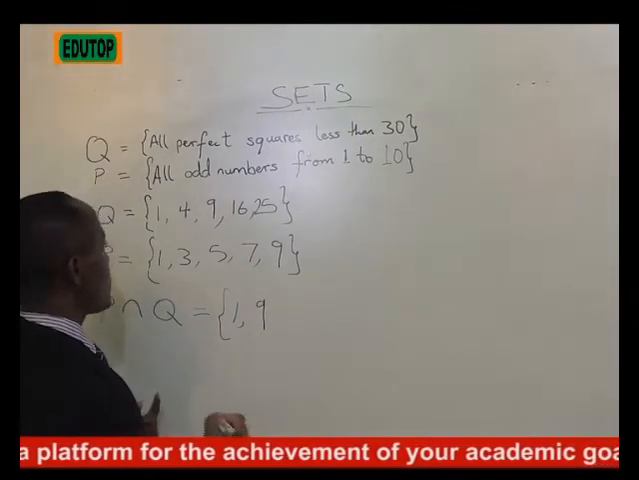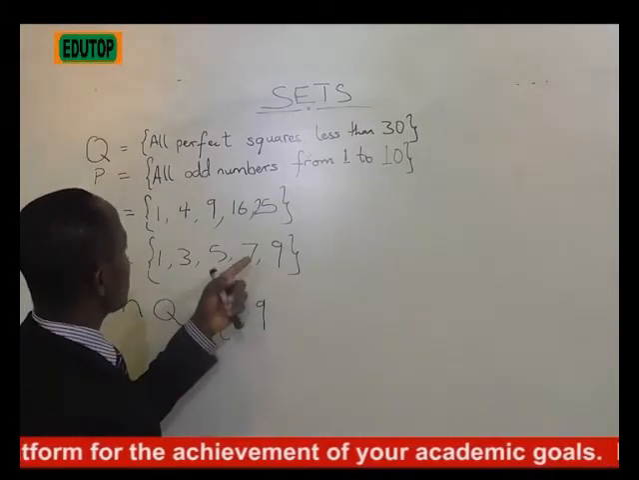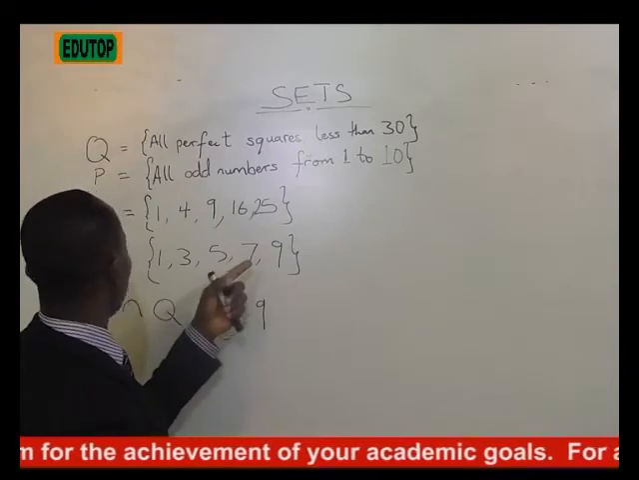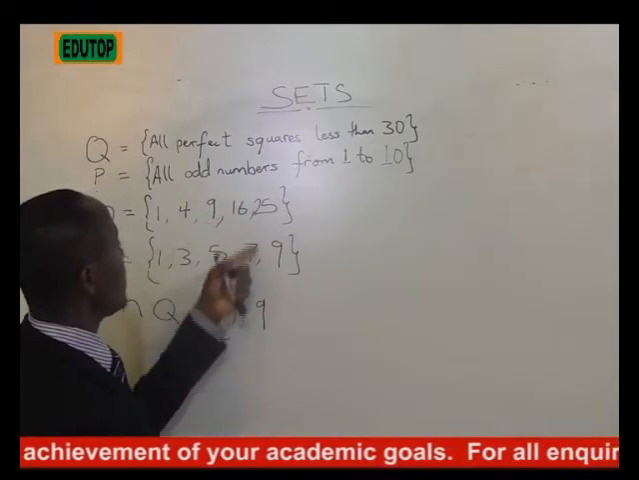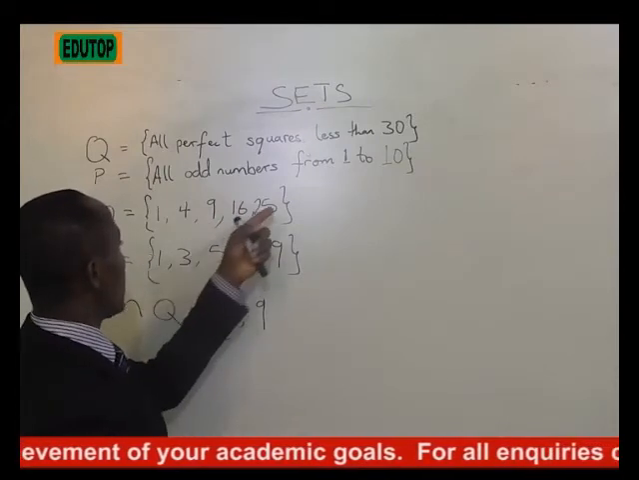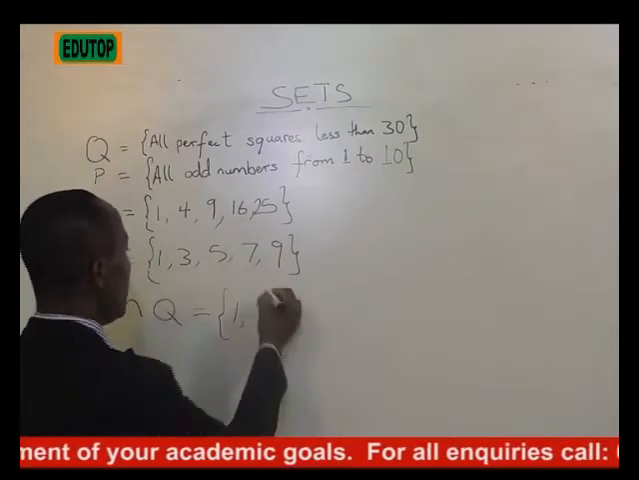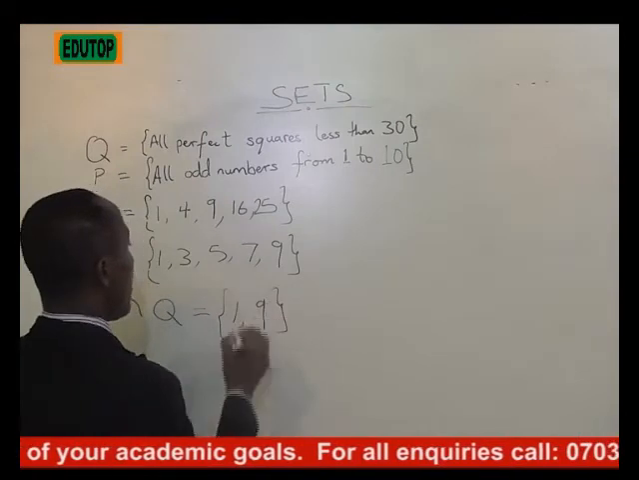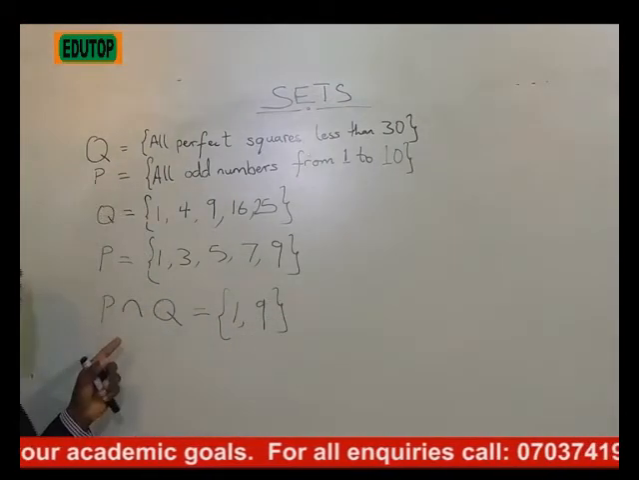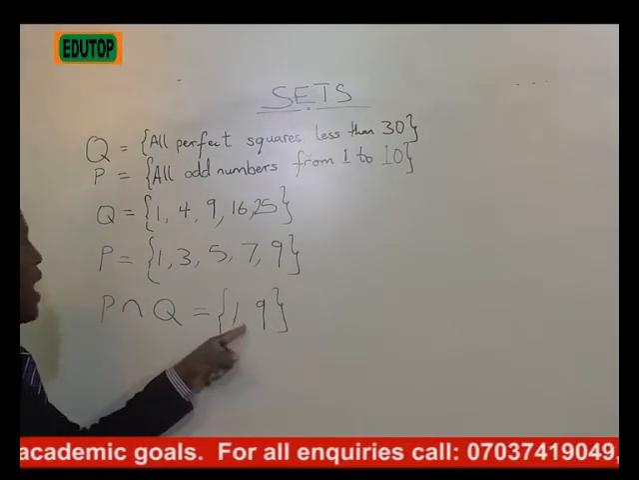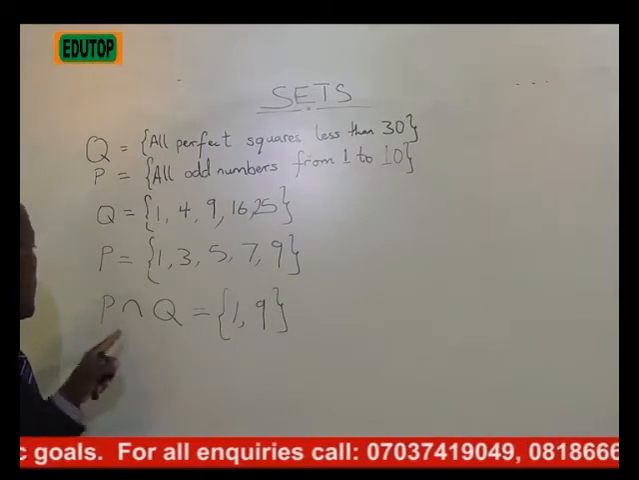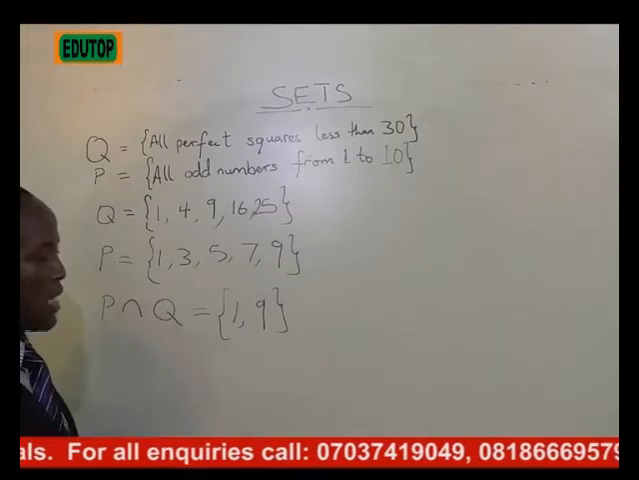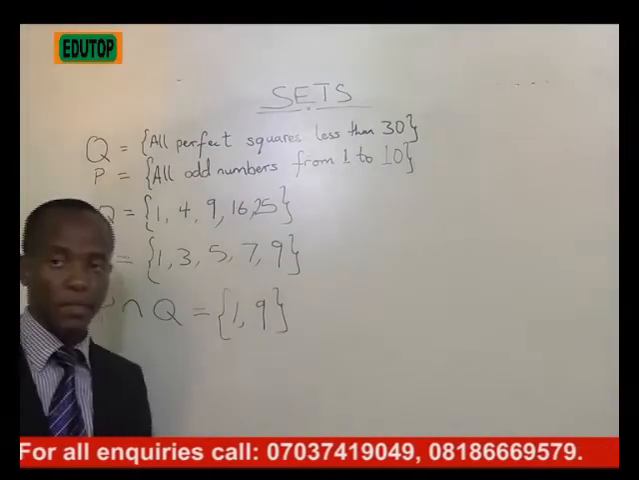Now, let's still check. We can find 7 in P, but not in Q. Then 16, can we find 16 in P? No. Can we find 25 in P? No. That means for our answer, P intersection Q is equal to 1 and 9. That is, the elements of set P intersection Q is 1, 9.